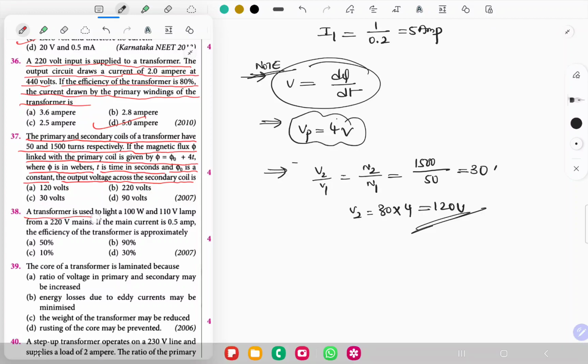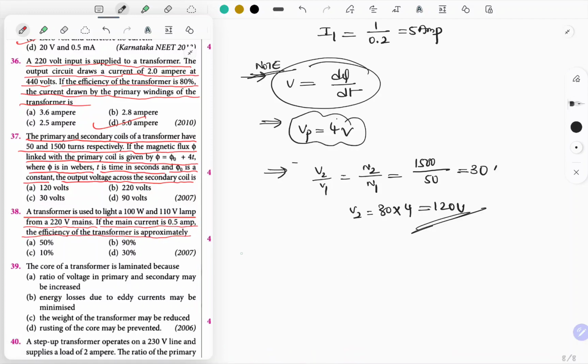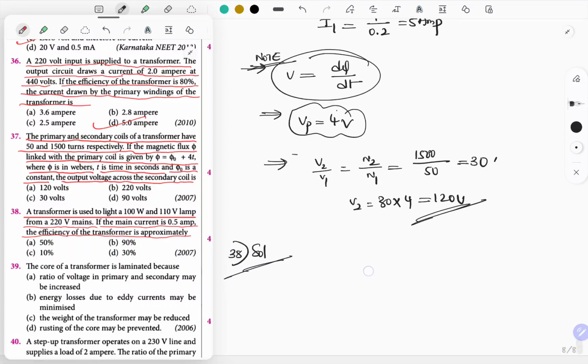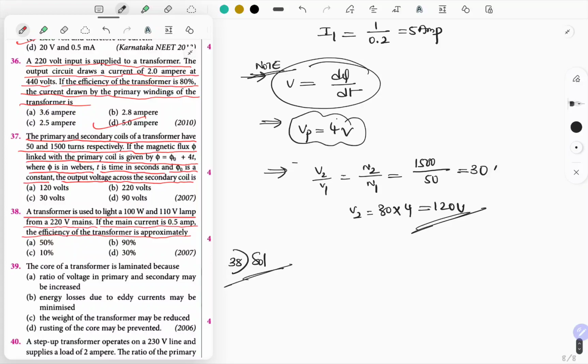Next, a transformer is used to light a 100 watt 110 volt lamp from a 220 volts supply. If the main current is 0.5 ampere, the efficiency of the transformer approximately is. Okay, so 38. So the transformer is used to light, they have given P2. So P2 is equal to 100 watt, and they have given V1 and V2.